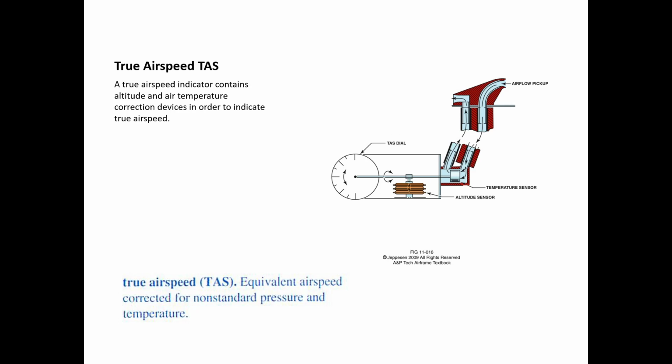There's true airspeed indicator, I guess, TAS. It contains altitude and air temperature correction devices in order to indicate true airspeed. All right, so what is the TAS? It's the equivalent airspeed corrected for non-standard pressure and temperature.